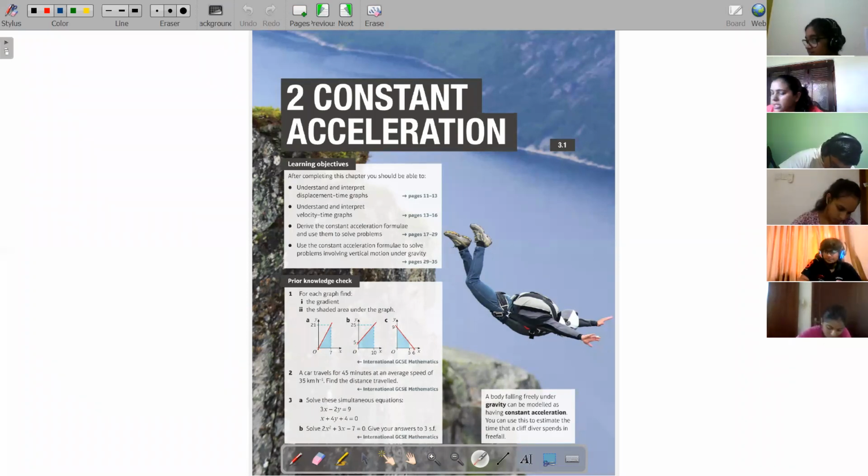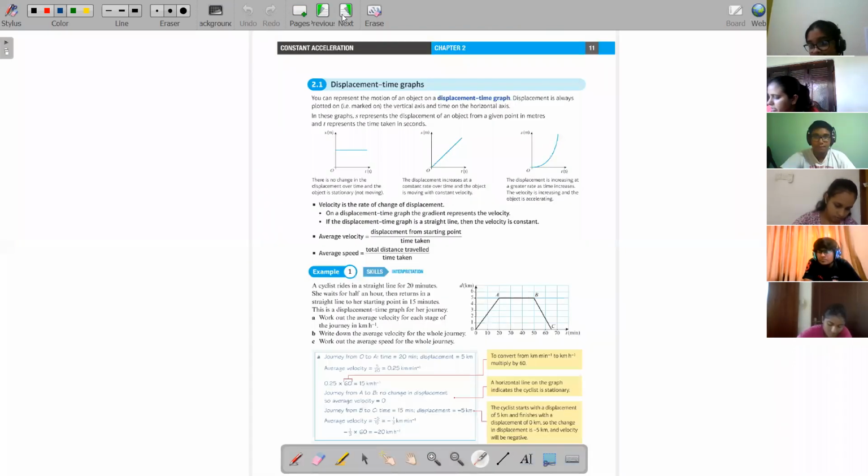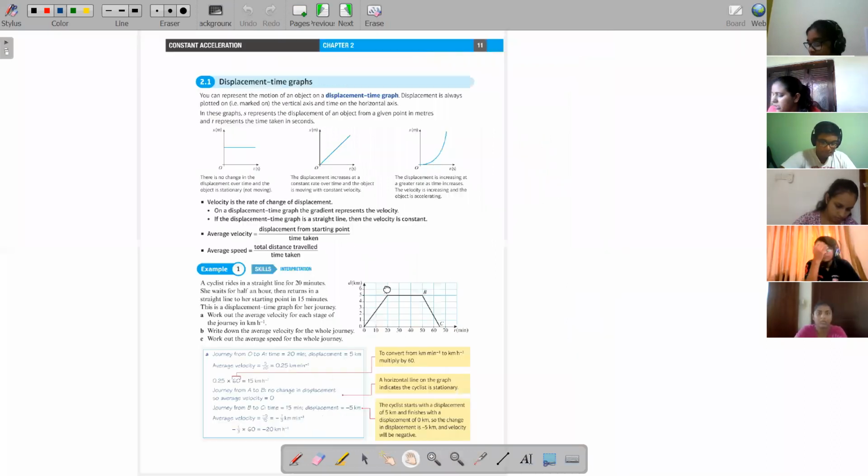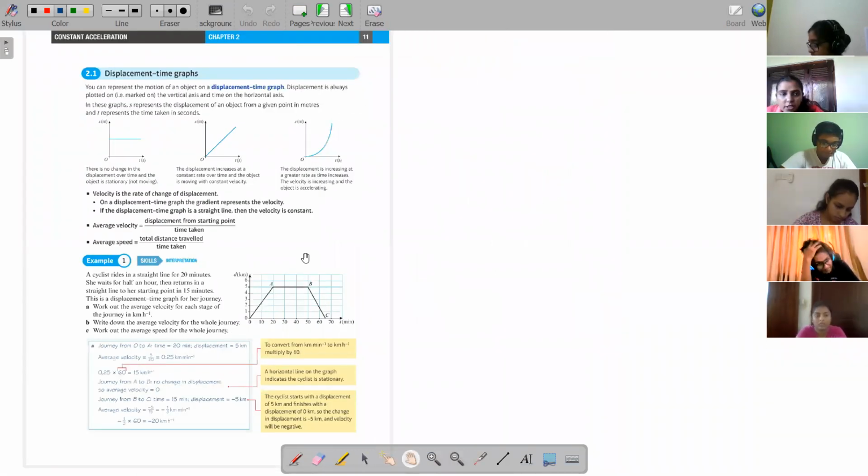Okay, so we'll start with chapter 2, constant acceleration. Okay, constant acceleration, children. Under that, we'll write the first subtopic, displacement time graphs.